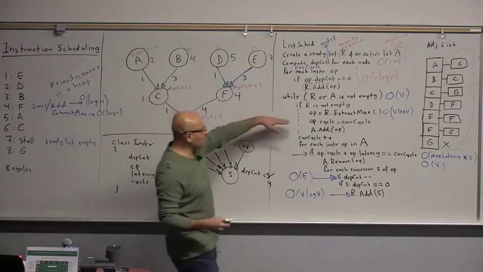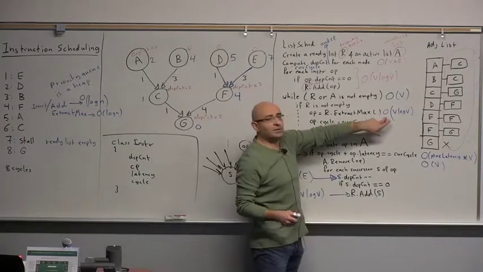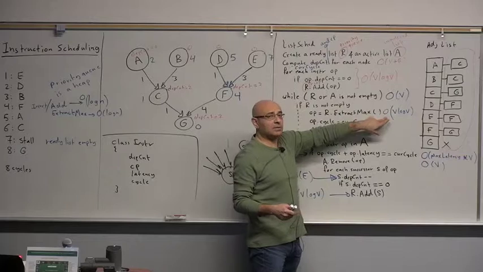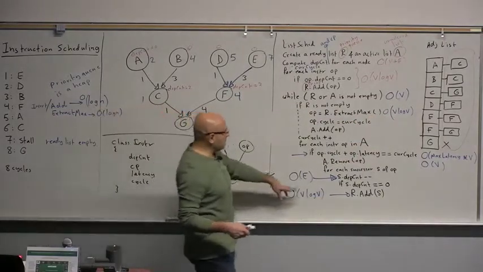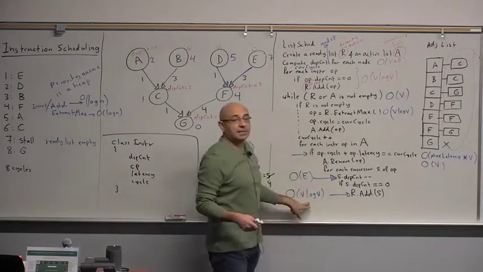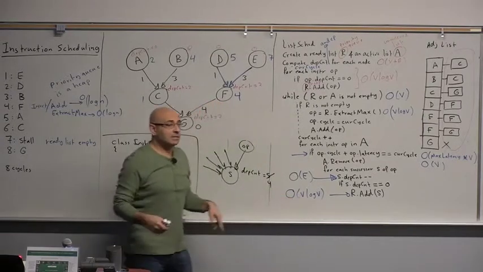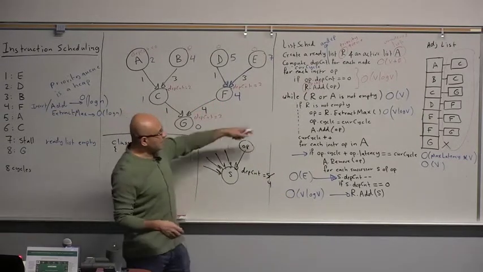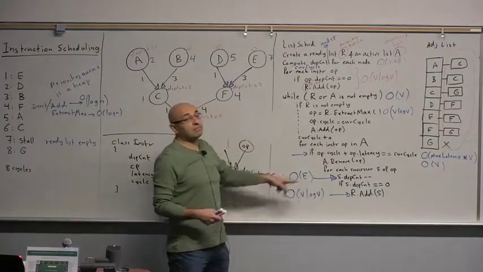Is this V log V within this V log V, or should it be added to it? It's add. The relation between the V log V's is additive. When you add a V log V to a V log V, in asymptotic notation, it gives you a V log V. So the V log V's give you one V log V, but you still have an E.